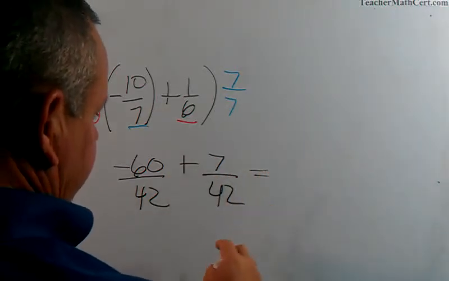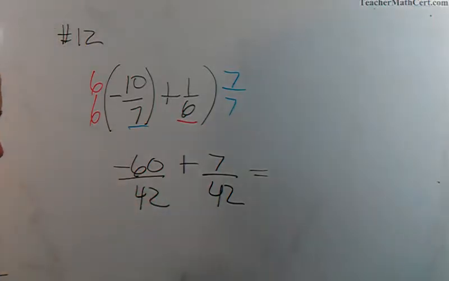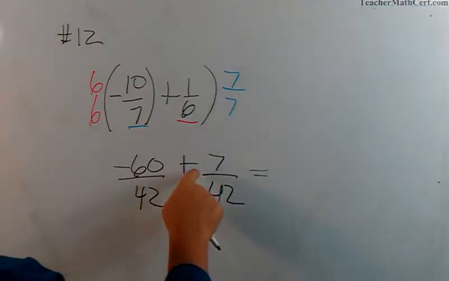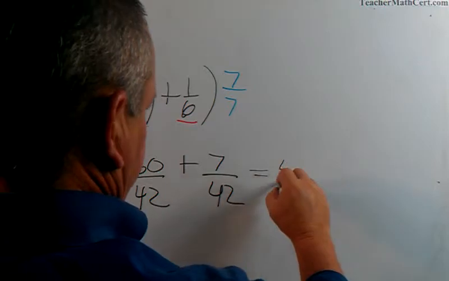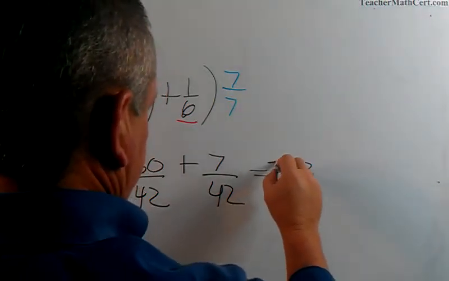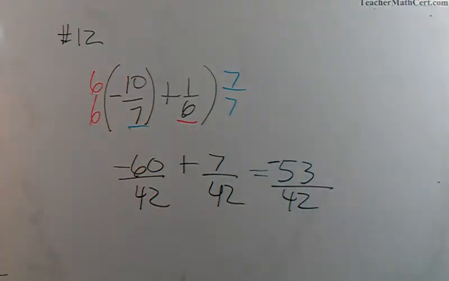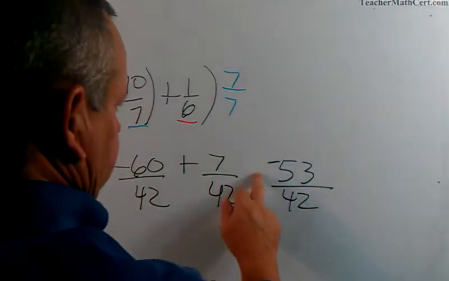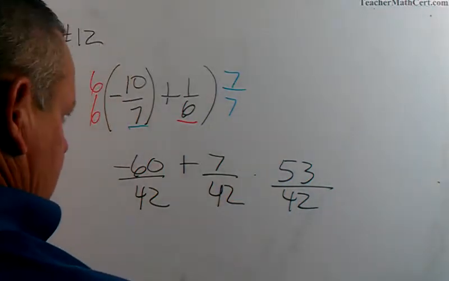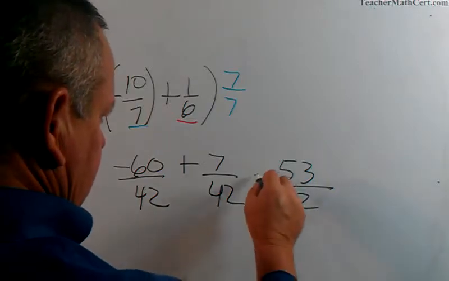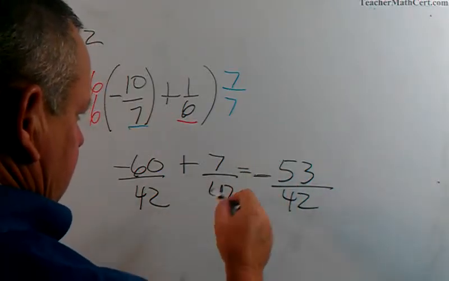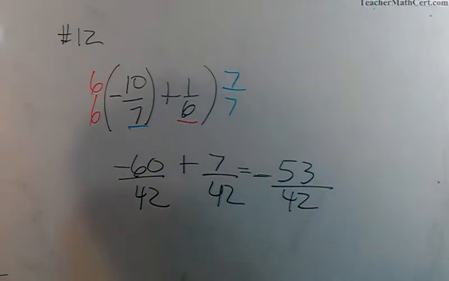Now, we've lost 60 cents, and we walk another block, and we find 7 cents. So how much money are we still in the hole? This is a bigger number, right? 60 minus 7 is what? 53 cents, but it's negative over 42. So this is going to be a negative 53 over 42, right? All right.